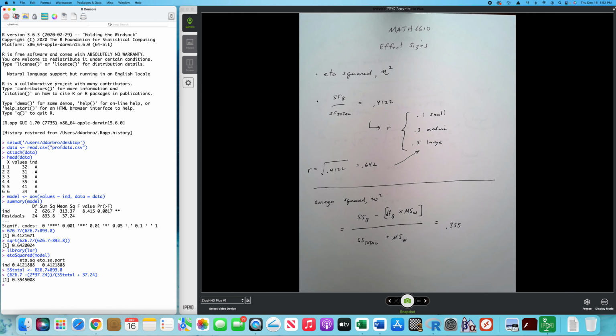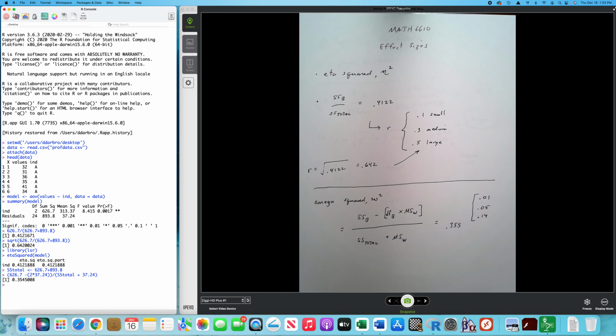And the scale for this actually turns out to be, again, I think it's 0.01, 0.05, and then 0.14. So this is small, medium, and large effects. So the 0.355 clearly is bigger than 0.14. So we have, again, represented a large effect.